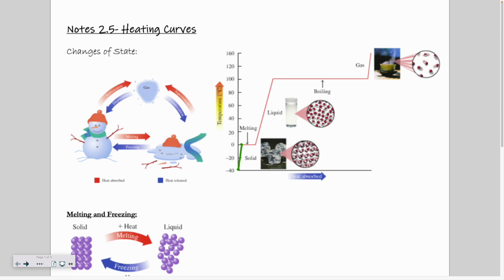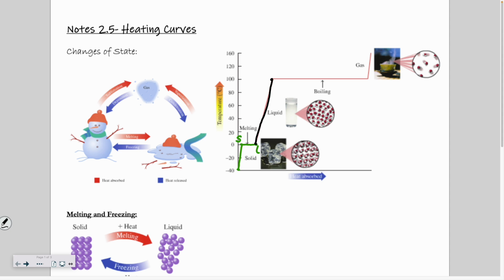Once it hit 0 degrees though, it would actually stop increasing in temperature, and all of that energy would be spent in converting it from a solid into a liquid. So that is the process of melting. I'm going from a solid to a liquid. Notice the temperature doesn't change. Then if I kept putting energy into that, the liquid would increase in temperature. If I keep putting in heat, the temperature increases.